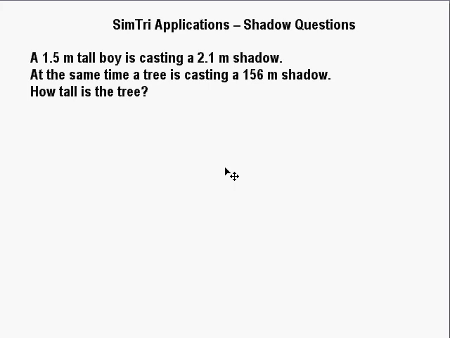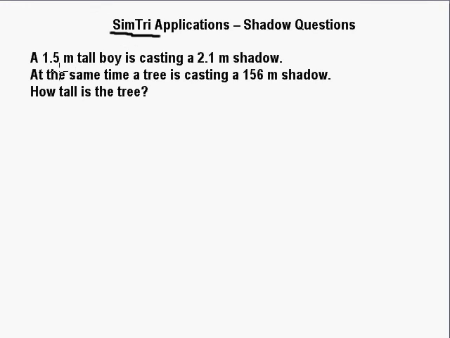Okay, here's a shadow question. Now, this is a shadow question from similar triangles, not from SOHCAHTOA. How do I know the difference? Because similar triangle application problems are going to give me two triangles. So it's similar triangles. It's going to give me two triangles.